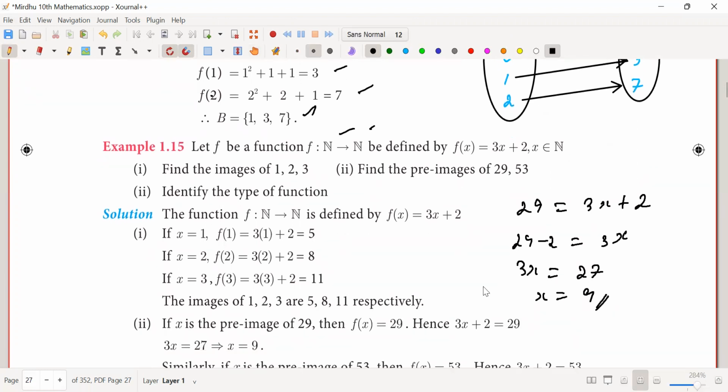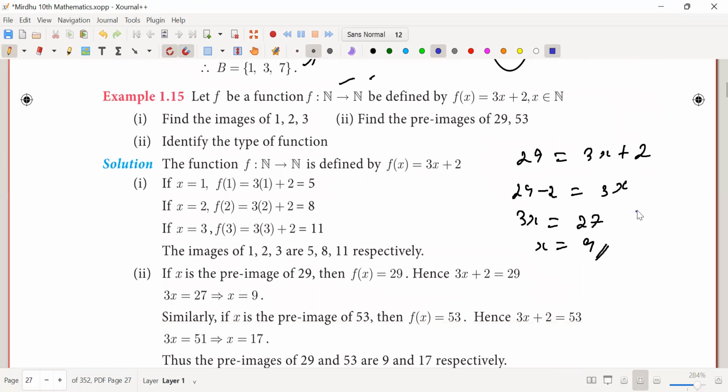Then 53. For 53, 3x plus 2 equal to 53. When this 2 goes here, 3x equal to 53 minus 2, which is 51. x equal to 51 by 3, 17. So this is the pre-image. See, we got the image and the pre-image.